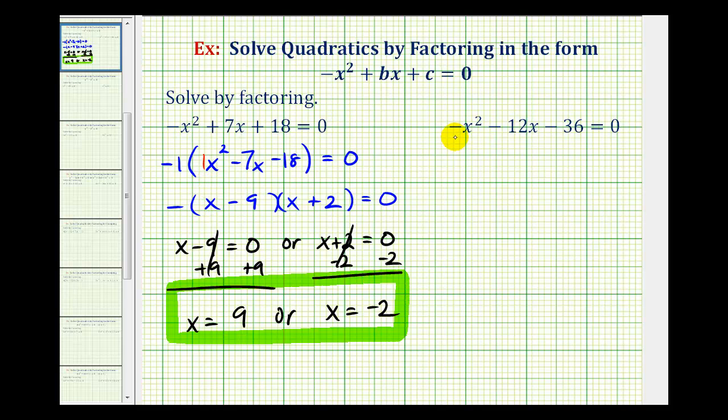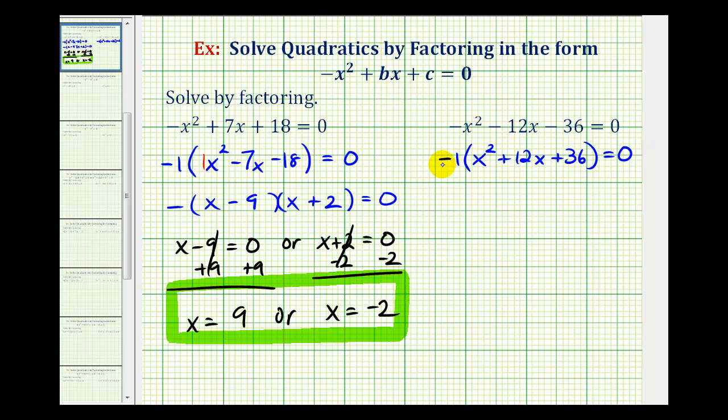Looking at our second example, we have -x squared minus 12x minus 36 equals 0. Because we want the leading coefficient to be +1, we'll start by factoring out -1, which again will change the sign of each of these terms. So we'll have x squared plus 12x plus 36 equals 0. And now we'll factor this trinomial as we normally would.